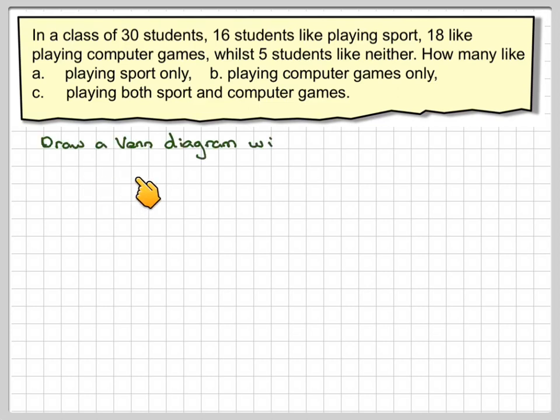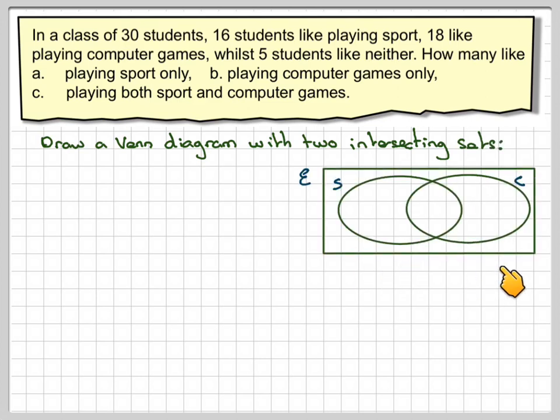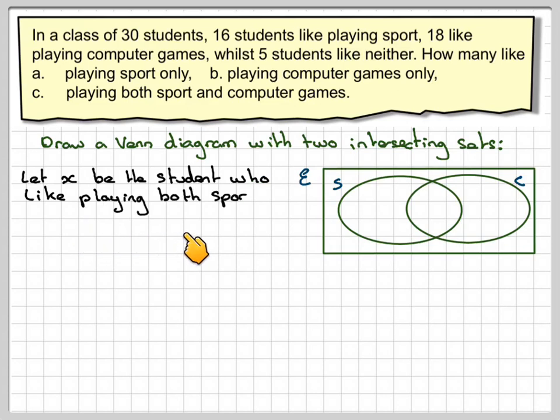So drawing a Venn diagram with two intersecting sets. Here we have the universal set. We have here those who play sport and those who play computer games. Right, as always, you should try to start in the middle and work your way outwards. So let X be the students who like playing both sport and computing. So we'll put an X in here.